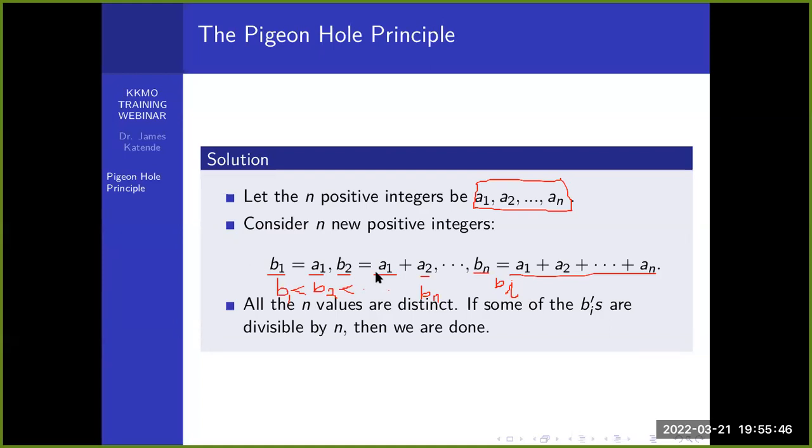Then the sum of numbers that make up that number would be the subset we are looking for. If the number is B2, the subset we are looking for is A1 and A2. The sum of A1 and A2 will be divisible by n. At least one of these B's is divisible by n. But what if none of them is? What if none of B1 up to Bn is divisible by n? What happens in such a case?